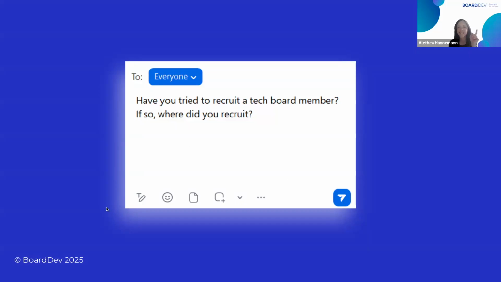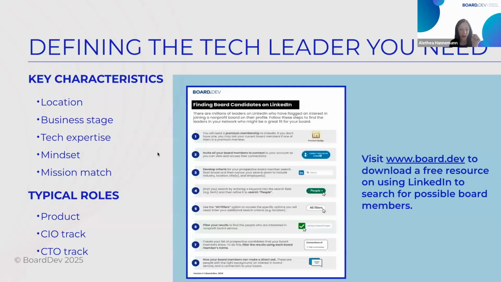All right, let's talk about how you can find tech leaders. So number one is starting to think about who you might need. And on the left here, we've got some of the aspects that we encourage people to think about. Number one, do you need someone in your area, or could you have a virtual board member? What's the business stage? Sometimes people really want startup advisors, or they want someone who's been at a larger enterprise. That's something you might have a preference on. Maybe they will need to have some specific expertise.